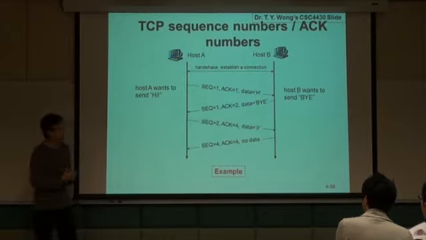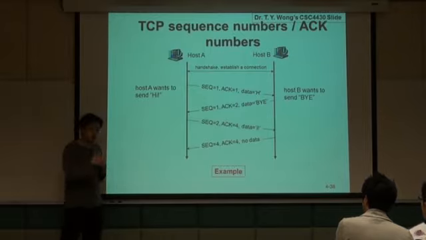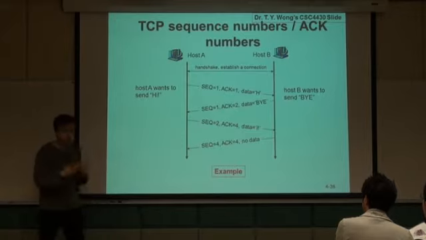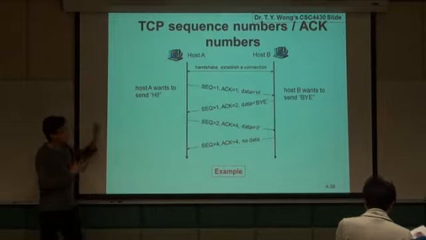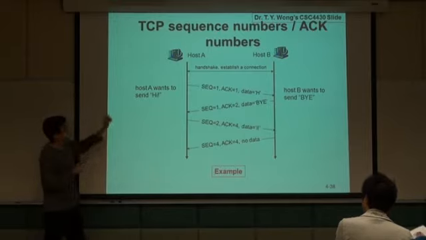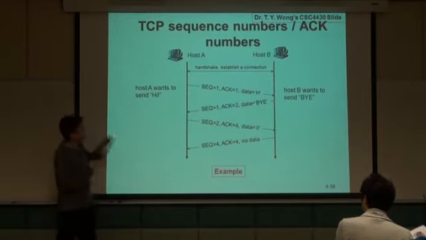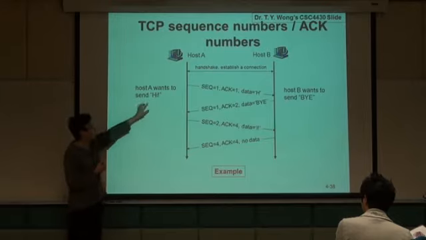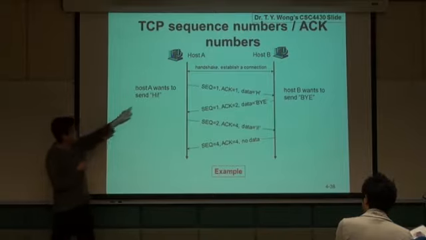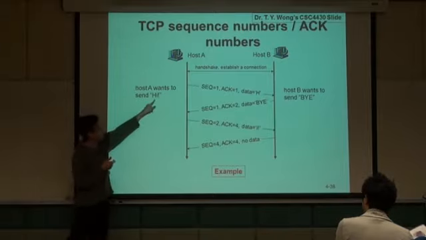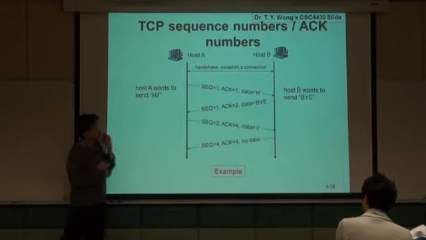To begin with, they need to have a three-way handshake, so they need to set up the connection. After they set up the connection, they will start to talk to each other. So host A may, let's say, want to send "hi!". In TCP, it will treat the data as a byte stream. So there will be 3 bytes to send: H, I, and the exclamation mark.